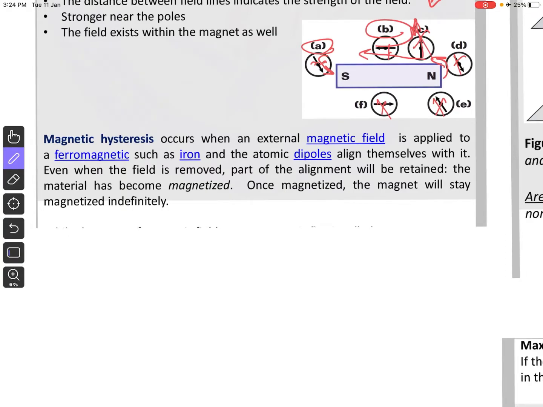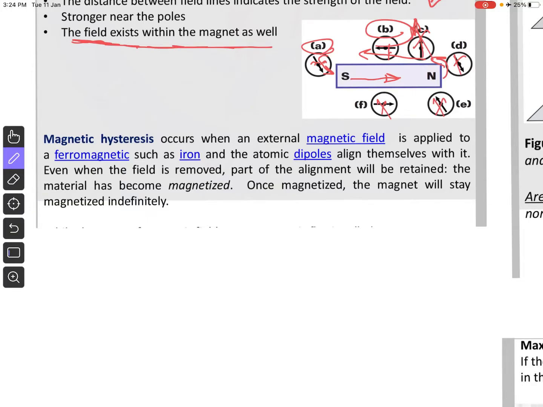And you should know that the magnetic field exists within the magnet as well. Inside the magnet we also have a magnetic field, and the direction is south to north. Keep it in your mind. All the inside is south to north.